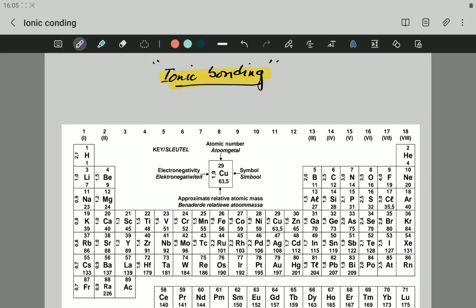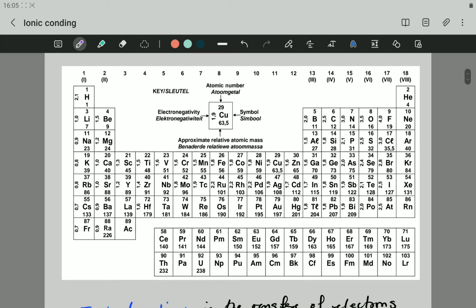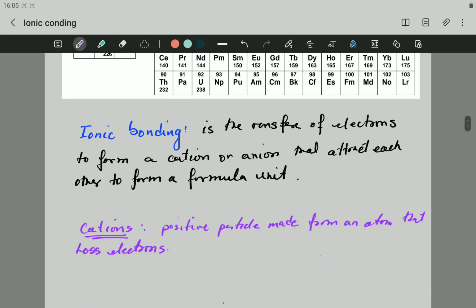This video is mostly for the grade 10 learners, but grade 11s may sometimes have questions regarding ionic bonding. Okay, so let's go to ionic bonding. There is the periodic table because we are going to use it eventually. Okay, so let's begin with the definition of ionic bonding. So let's go to the definition and go through it.